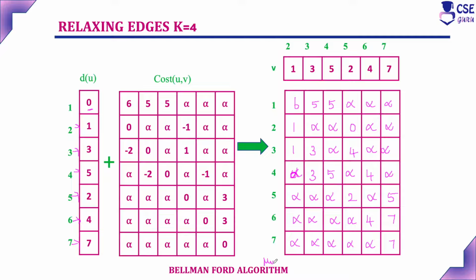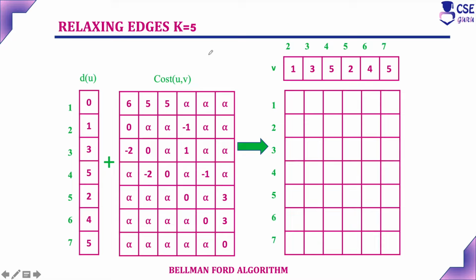From this, we have to finalize the minimum value. So for vertex 2, minimum here is 1. For vertex 3, minimum here is 3. For vertex 4, minimum here is 5. For vertex 5, minimum is 0. And for vertex 6, minimum is 4. Vertex 7, minimum is 5. So this is the new shortest distance from source vertex to all other vertices we got. With this, continue the next iteration.